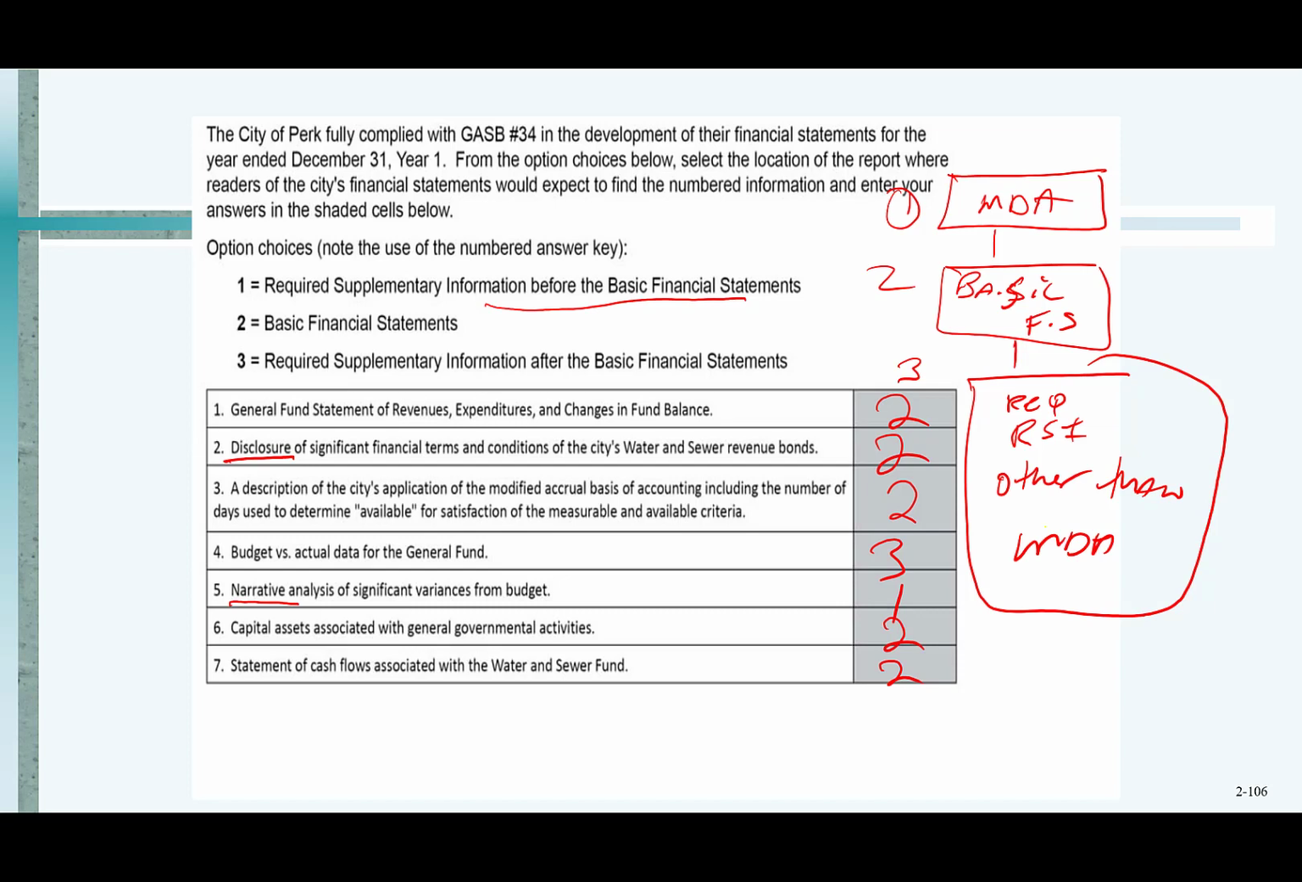Okay, and then statement of cash flows. The only funds that prepare statement of cash flows are our proprietary funds, right? But that's part of the basic financial statements. Okay? Okay, good.